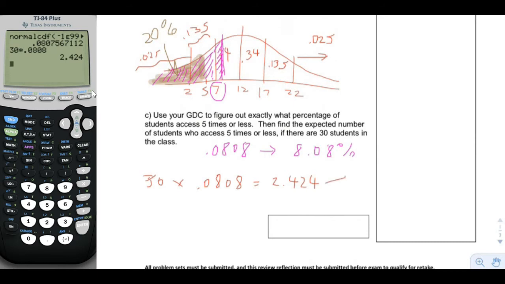Now, you would either say that that's 2 people, or you would say that's 3 people. You could say, I'm rounding up, or I'm rounding to the closest one. But you would not say it's 2.4 people, right? So the expected number of people, you would say 2 or 3. I would say 2 because I would round it to the closest one.